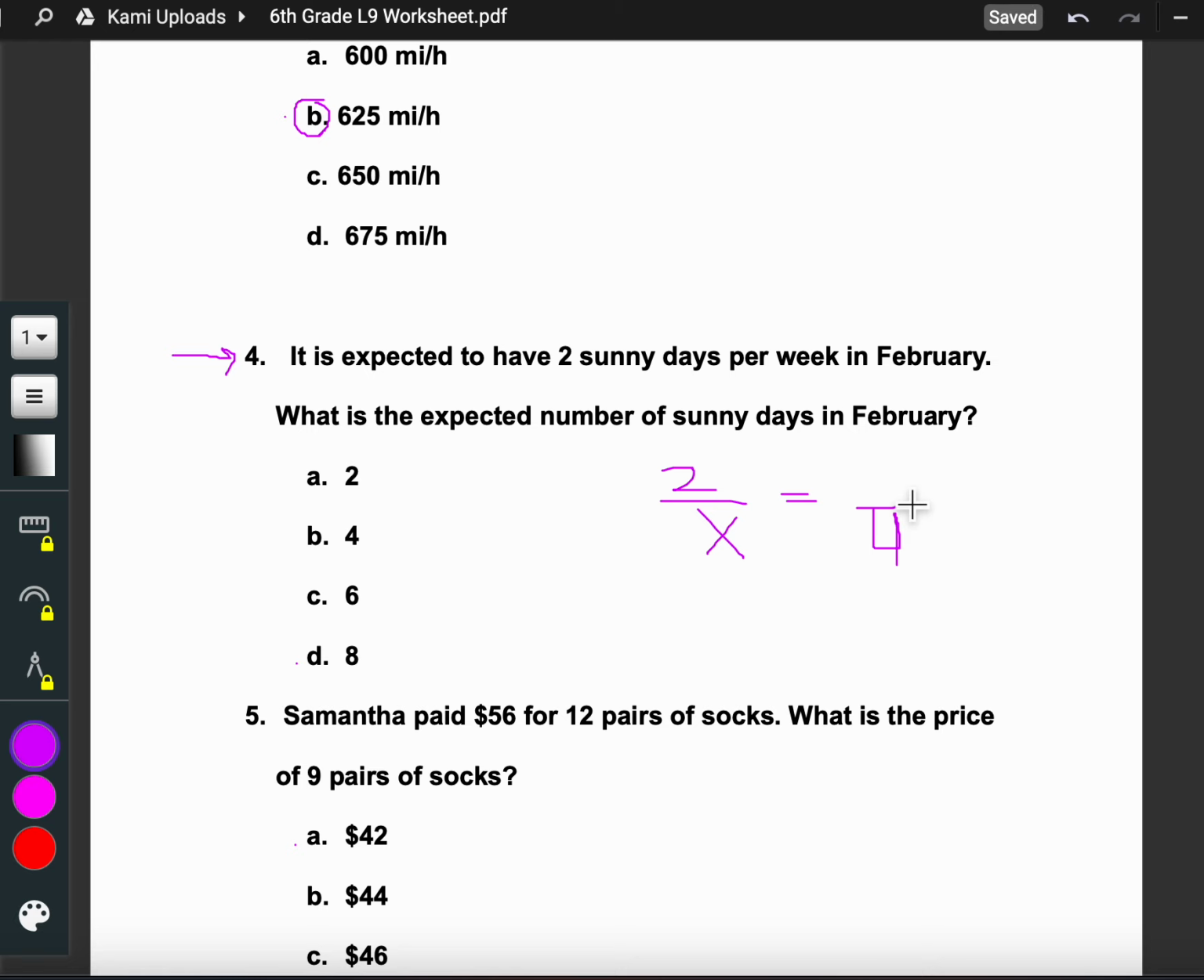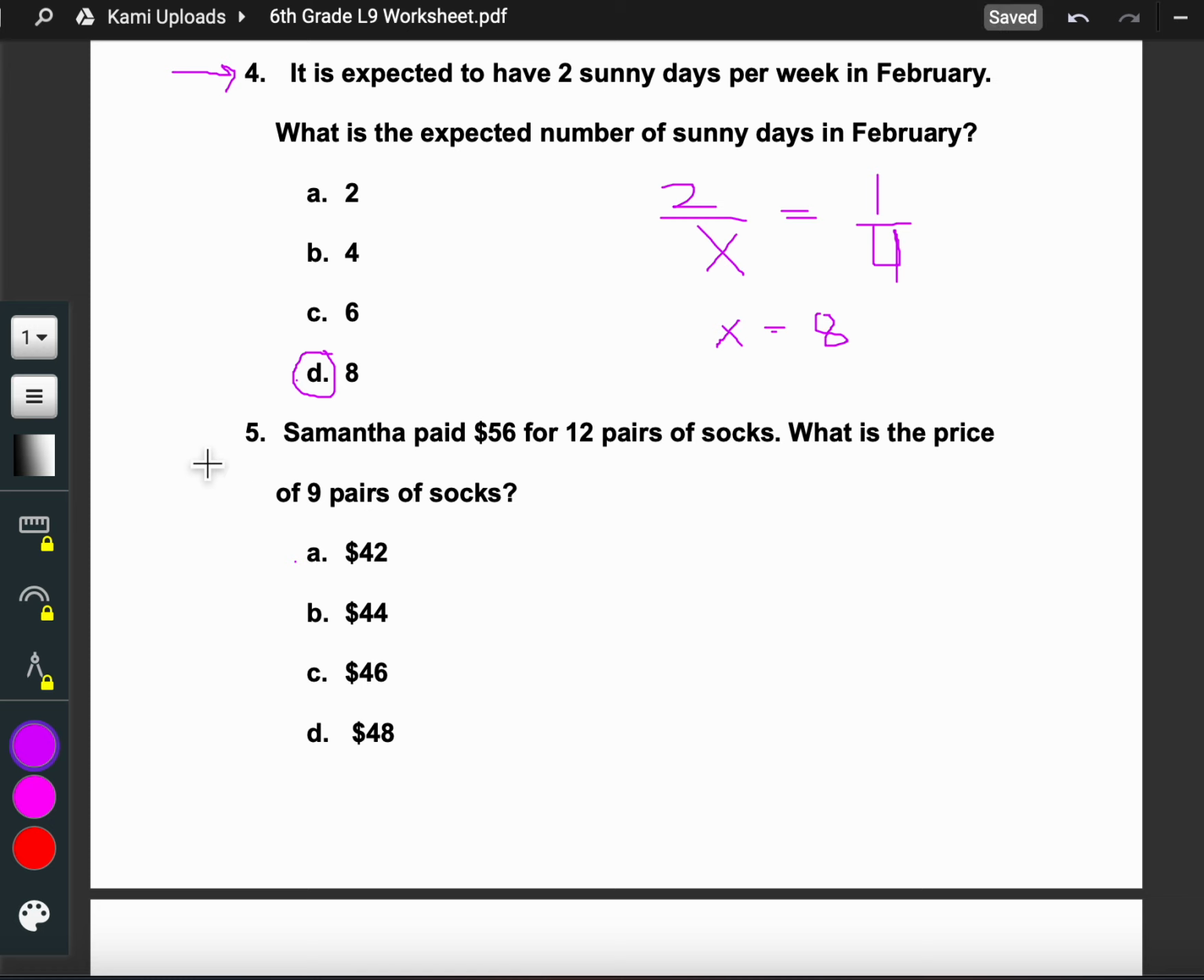So we're trying to find out how much that is. So we're just going to put a 1 here for 1 month. So we're going to cross multiply. So 1 times x is just x. So it's just going to leave us with x. And then we're going to have 2 times 4 over here, which is just going to be 8. So the answer should be 8, which is D.